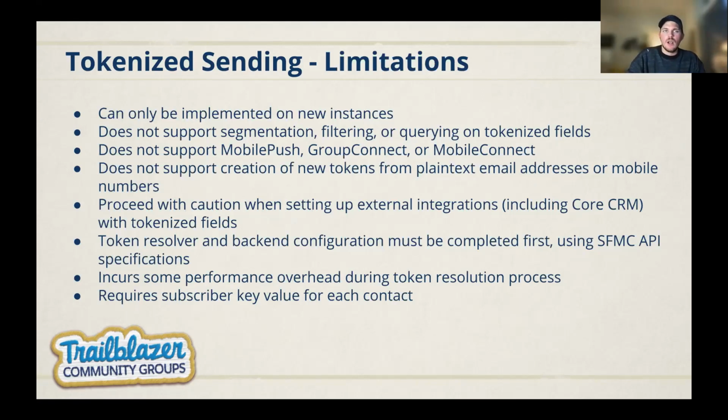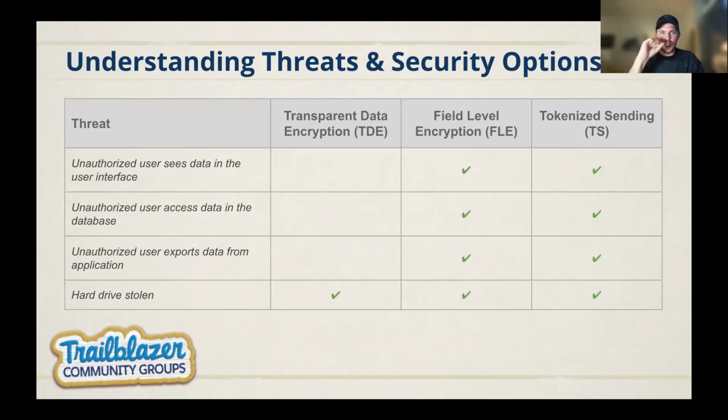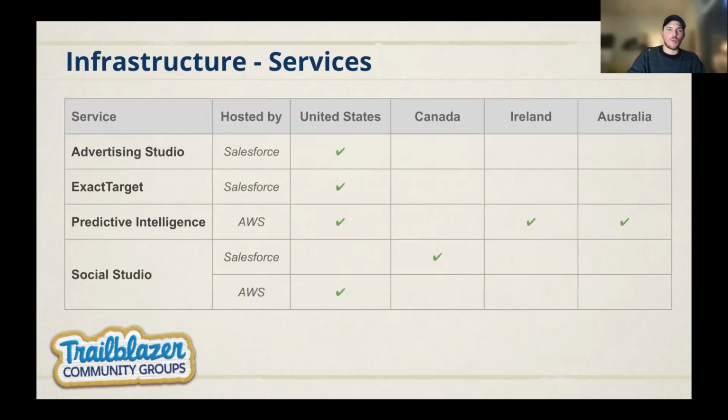So with that said, here's my little cheat sheet on understanding threats and security options. TDE is that use case of a hard drive being stolen. Both field level encryption and tokenized sending are at the application level, where an unauthorized user sees data, accesses data, or exports data. This is where you're going to have that mask, or you're not even going to have the data at all. So field level encryption is going to be a whole bunch of randomized numbers or letters, alphanumeric, and tokenized sending is going to be a blank value altogether because we're not going to have that data persisted within Marketing Cloud. All right, we're almost there.